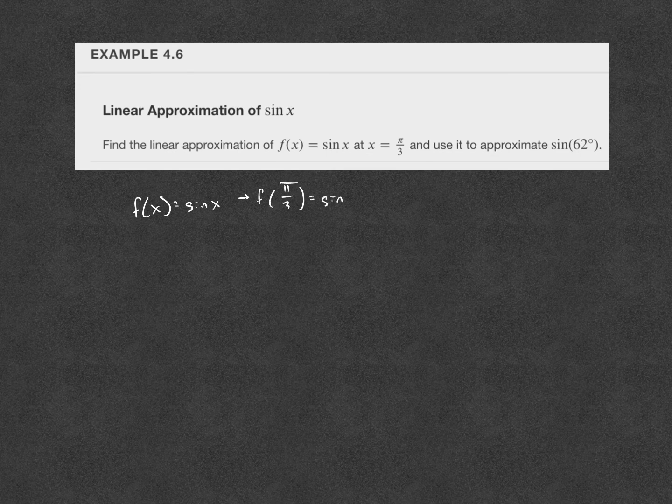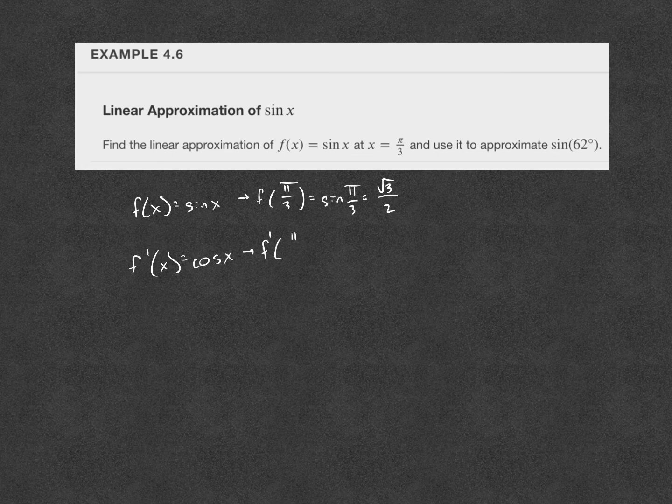That would be the sine of pi/3. The sine of pi/3 is the square root of 3 over 2. All right, that's the exact value of the sine of pi/3. Now I need the derivative. F prime of x, derivative of sine is cosine x. Then we evaluate it at the given point.